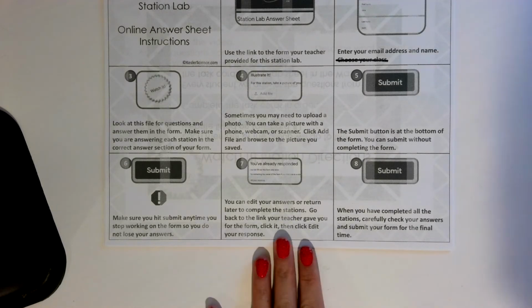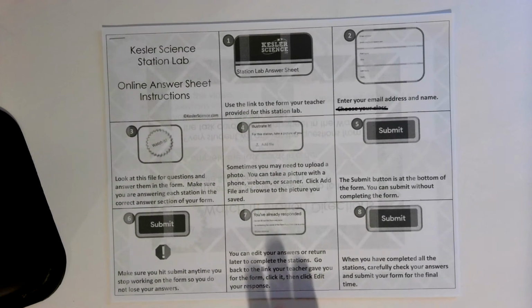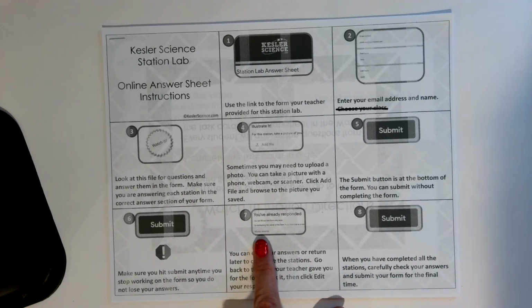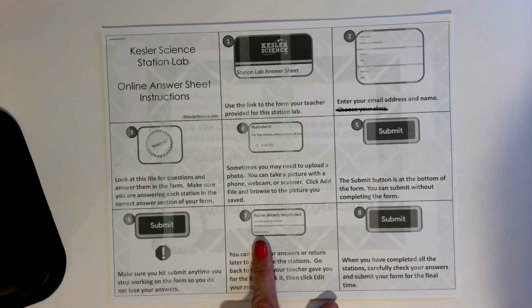You're going to submit every single day. Submit is your save button. When you go back in to add to it, you're going to click on the link again, and it'll say you've already responded, and you're going to say edit your response. Then you can go back in and change things.